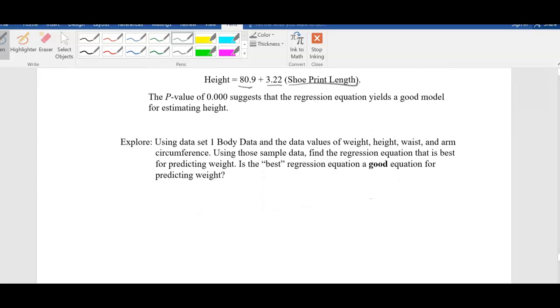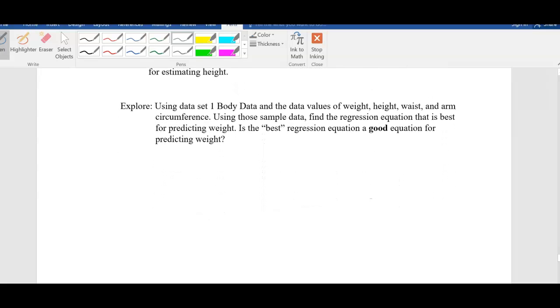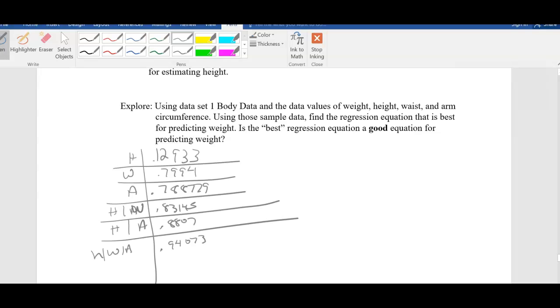All right, now I would like you to use the body data, and I want you to figure out which one is best. All right, pause and try yours. Okay, if you did all the combinations, you would have done height, waist, arm, height and waist, height and arm, height, waist, and arm. So height was 1.2. Okay, obviously that's bad. Okay, waist was 0.79. That was good. And arm was 0.78. All right, out of these two, waist is good. Now we look here, 0.83 is only 0.04 better than 0.79, so this is not enough more to make me go to height and waist.